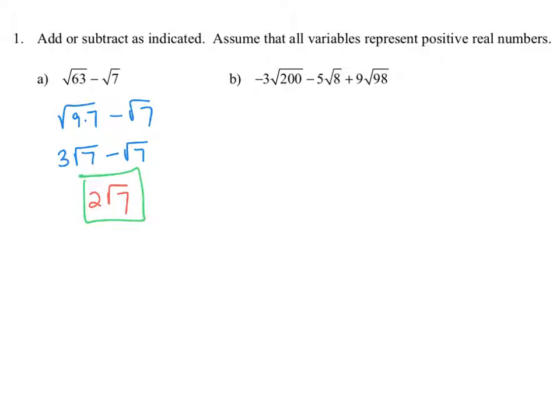So we can only add or subtract radicals if they have the same index and the same radicand. We simplified square root of 63 so that we ended up with a 7 under each radical sign. In example B, we have negative 3 times the square root of 200 minus 5 times the square root of 8 plus 9 times the square root of 98. We can't add those radicals together yet unless we can simplify and end up with like terms.